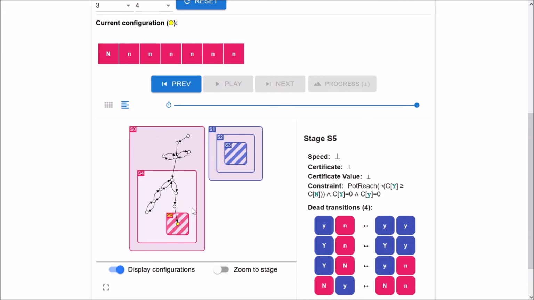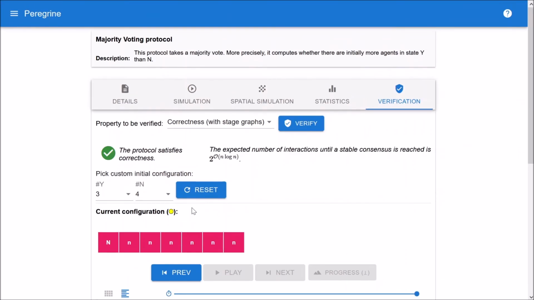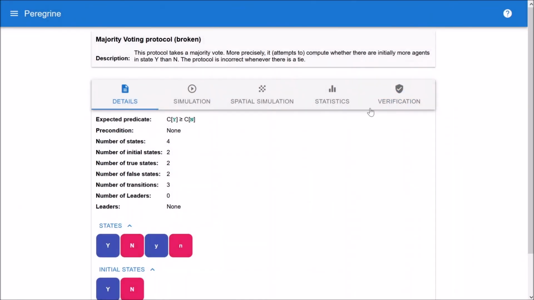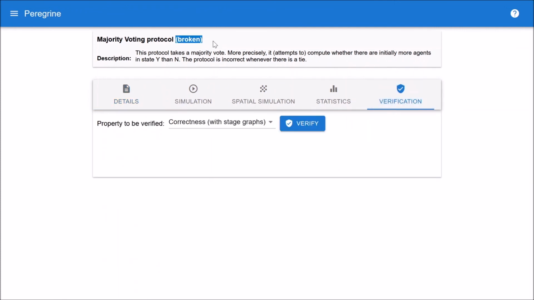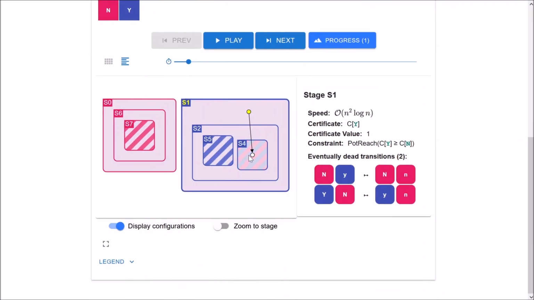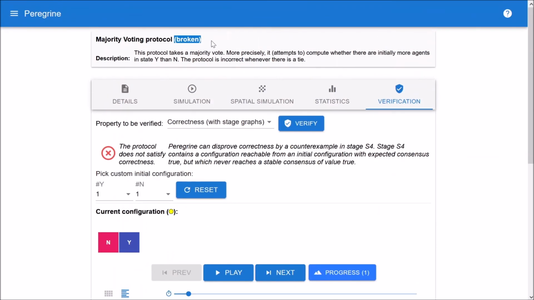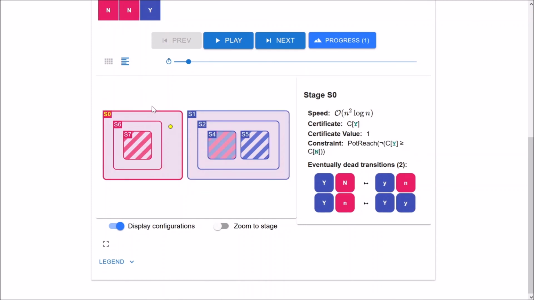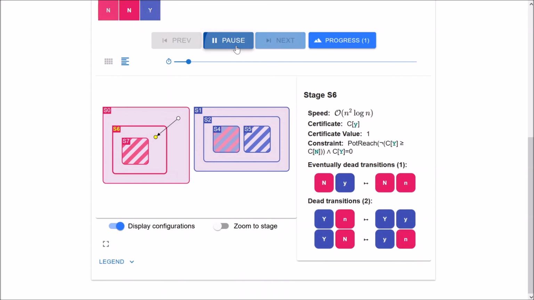So far, we only looked at the case where the checked population protocol was actually correct. In the case where the protocol is incorrect, however, there are no stage graphs that prove its correctness. Thus, the construction of the stage graphs fails. By visualizing the incomplete stage graphs, Peregrine version 2 helps the user to understand what parts of the protocol work and what cases cannot be proven. For example, in this incorrect majority protocol, one can see that the stage graph for the false case is complete. Thus, if initially there are more no agents than yes agents, this incorrect protocol still works.